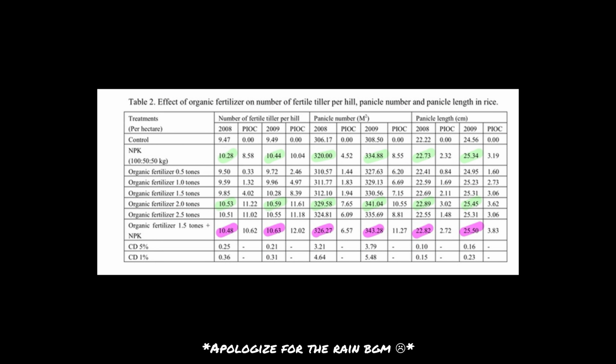For the second one is the effect of organic fertilizer on number of fertile tillers per hill, panicle number and panicle length in rice. To look at the number of fertile tillers per hill, panicle number, also panicle length. Same, organic fertilizer with the mixture of NPK has the highest number of data compared to organic fertilizer 2.0 tons and NPK only. The highest data can be seen in 2009.